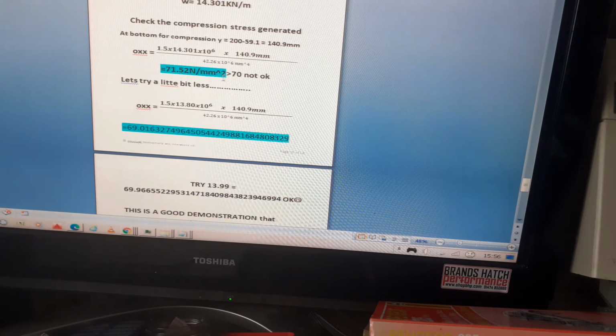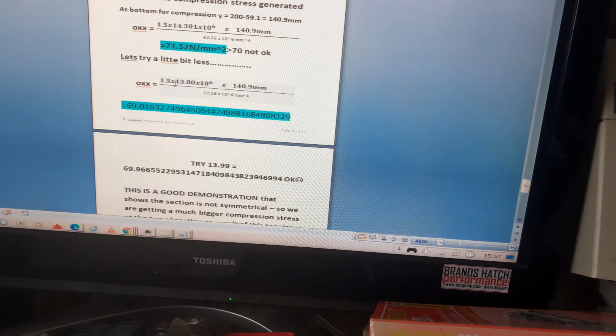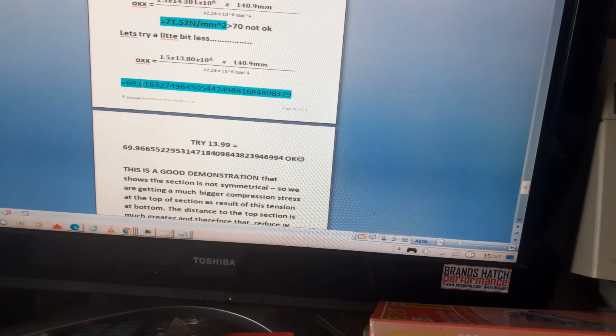So that's not okay because we need the compression stress to be limited to 70. Which is not far out, it's only 1.52 newtons per millimeter squared out. So let's try a little bit less of W. Instead of W being 14.3, let's try 13.8. When we try that, I get a stress of 69.0163, and so on. So that's a little bit under.